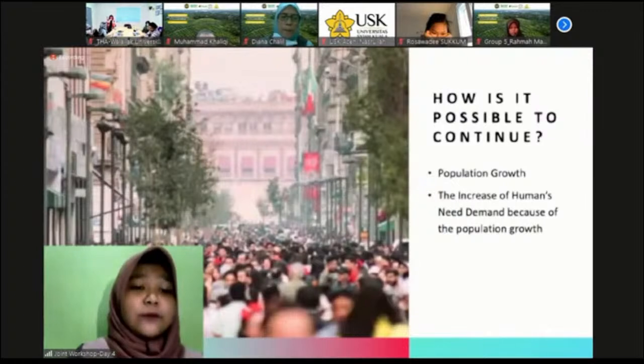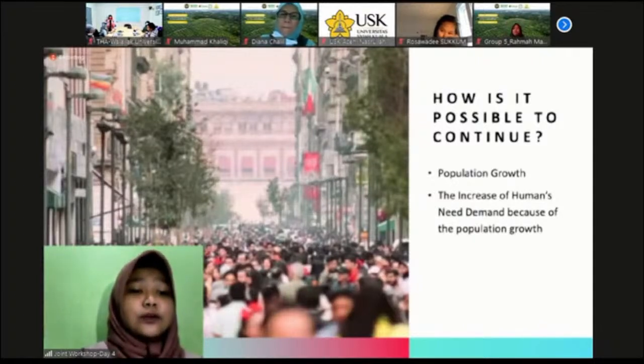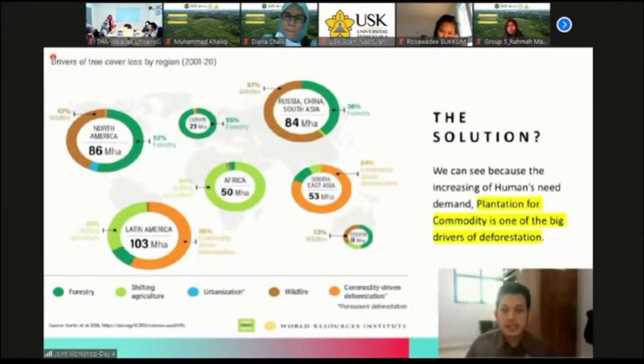Deforestation will increase with population growth, because population growth will cause the demand for food, drinks, and houses to increase, resulting in deforestation, which is used for agricultural land and building houses to meet human needs. Thank you. Okay, so what's the solution?